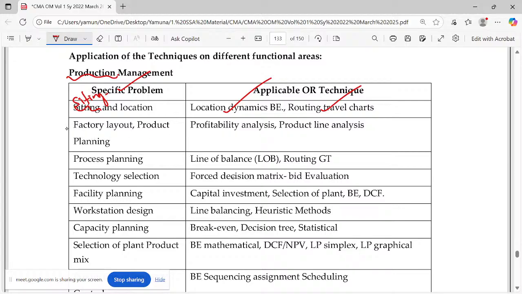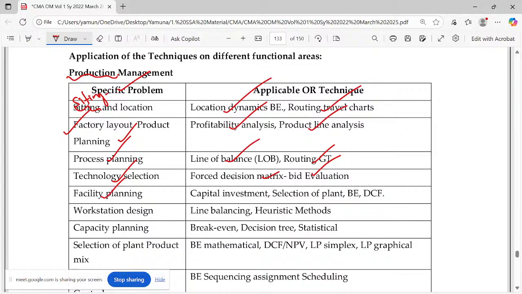When we talk about where the factory layout should be and how it has to be mapped, production planning, we have methods called profitability analysis and product line analysis. When we talk about process planning, we have line of balance, routing, using Gantt charts. Technology selection, we have decision matrix with evaluation.